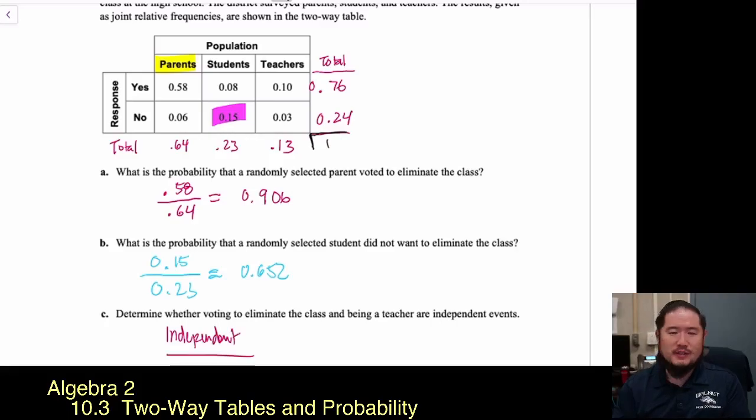Unless the teacher really is trying to tell everyone, hey, I don't want this class, or you should get rid of that class, then maybe in that instance that could be true. But I think overall in this problem, independent would be the best answer. All right, and that concludes section 10.3.